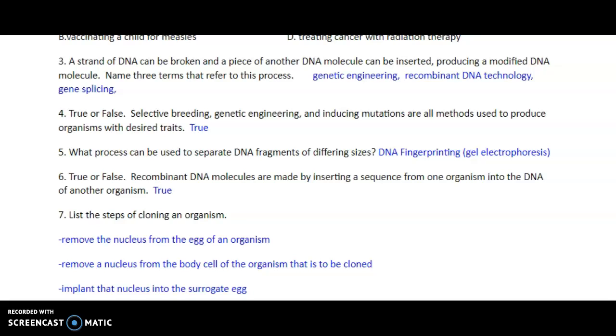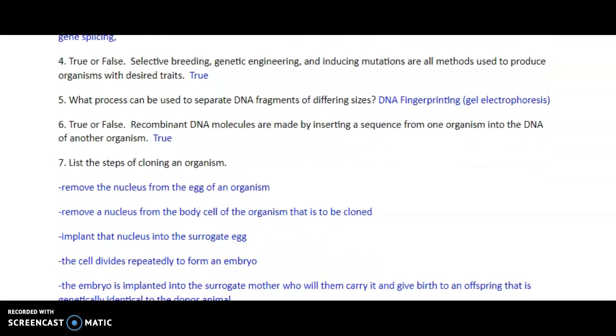Number 6, true or false, recombinant DNA molecules are made by inserting a sequence from one organism into the DNA of another organism. And that is true. You take a sequence of bases that contains the gene, the desired gene, and you put it in there. And then that trait will show up in those new organisms.